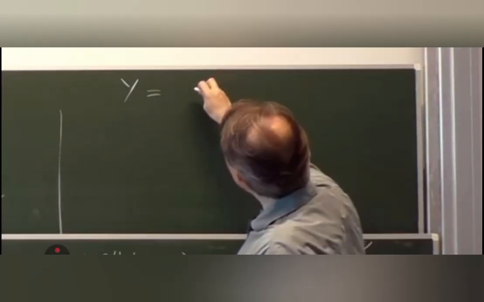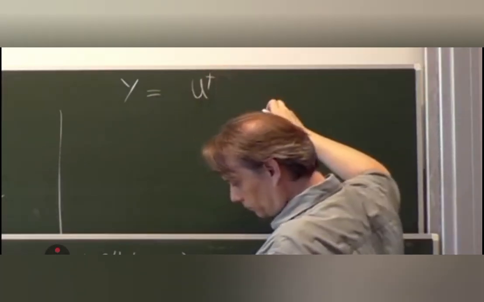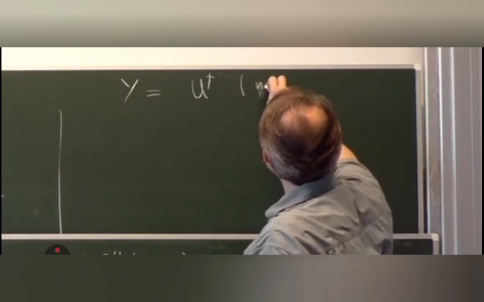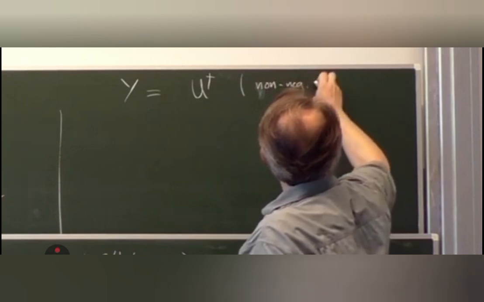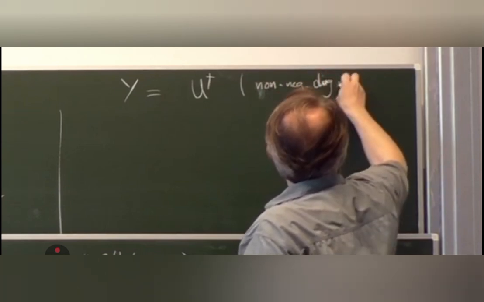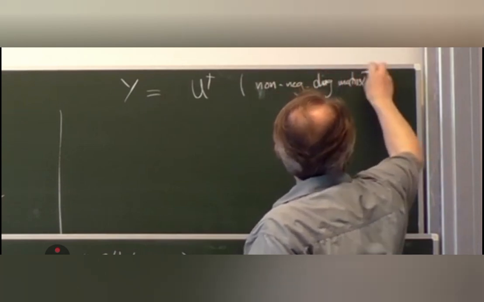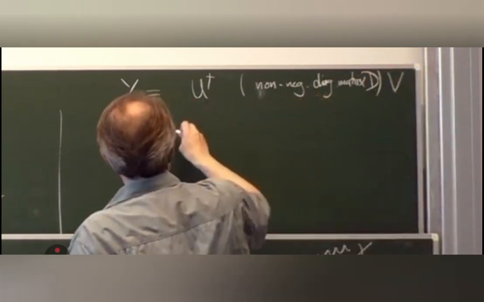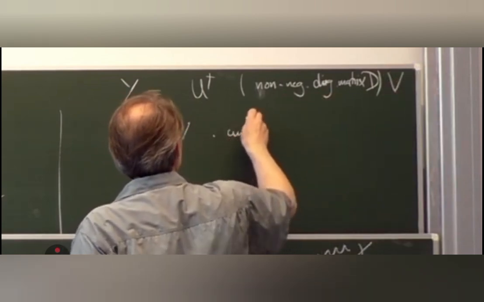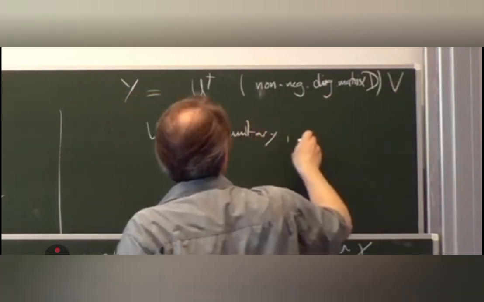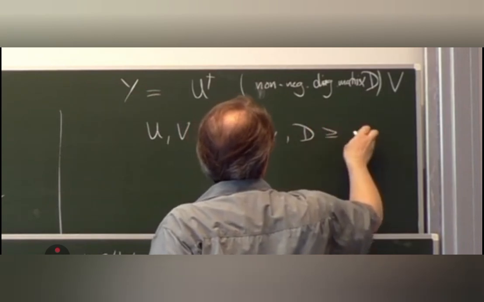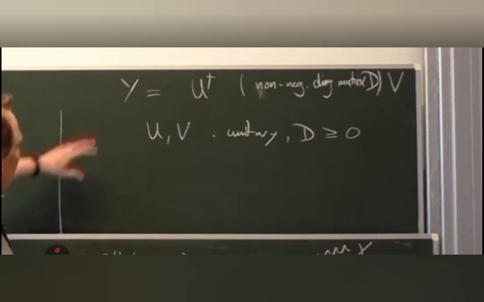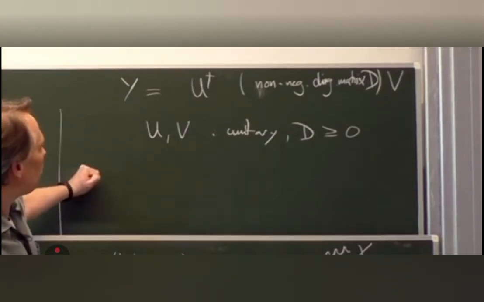Y can be written as, let's say, U dagger times positive or non-negative diagonal matrix D times another unitary matrix V, where U and V are unitary and D is diagonal and non-negative. So that is a nice way to write a general 3 by 3 matrix.